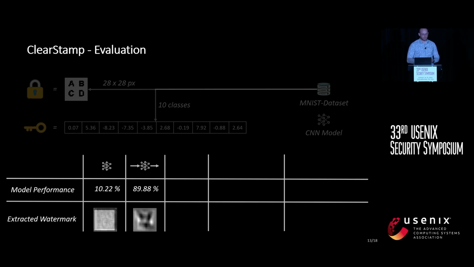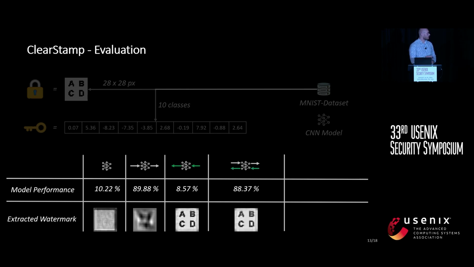When we then train a regular model without watermarking, you can see that there's high accuracy, and we still have a lot of noise, so there's no watermark embedded. If we only embed the watermark, the situation is different. You can see the watermark now if we extract it, but the accuracy is very low because we trained no main task. If we then apply ClearStamp correctly, you can see that the accuracy is high and the watermark is there. And the situation also doesn't change if you embed more watermarking keys.